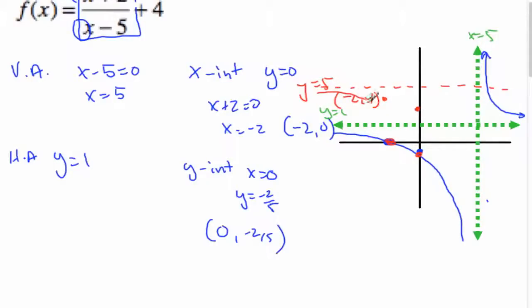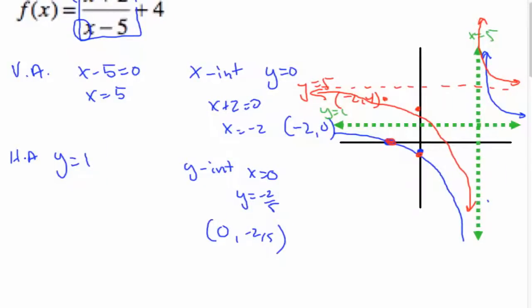And so I get this graph there. The red graph is my graph. And this one here will also move up. And so I end up with that. That's my graph, the red graph.